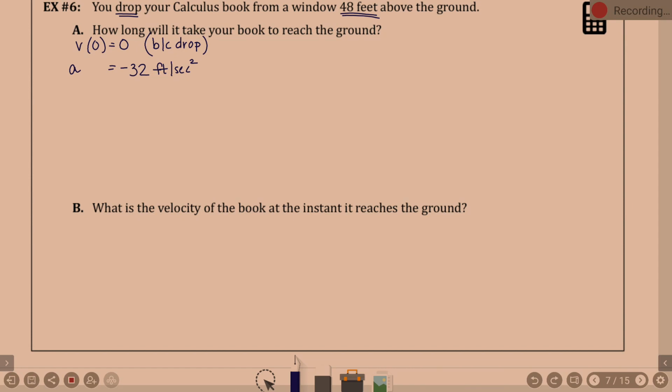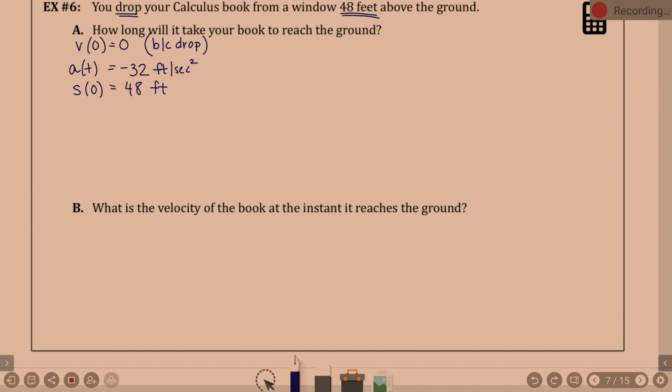Okay, I didn't fill this in. This should be A of t. What about position? My initial position is 48 because we are 48 feet in the air. Must be your dorm window or something. I don't know. Okay.